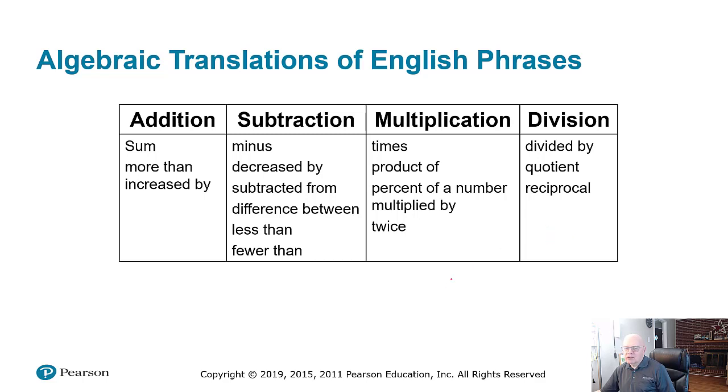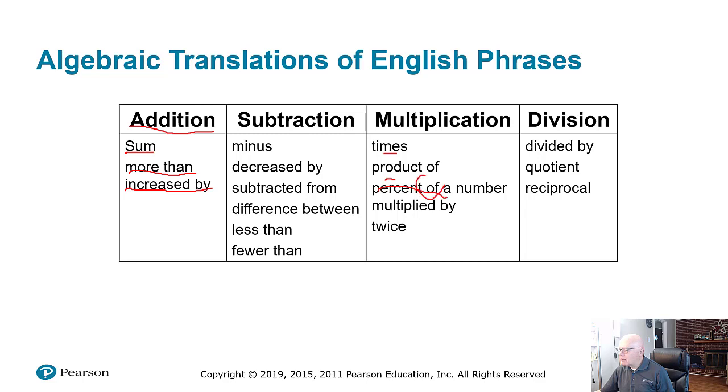Here's something you might take a screenshot of. Here's some phrases, some words that represent different operations. For example, addition would be represented by the word sum, or more than, because you'll take x plus 25, for example, or increased by would be like x plus 25. Similar things for subtraction, using words like minus, decrease, subtracted, and so on. You can read those. Multiplication, times, product, percent of.